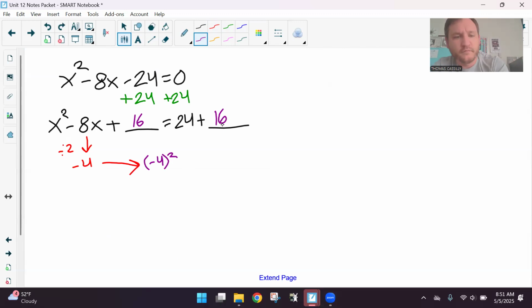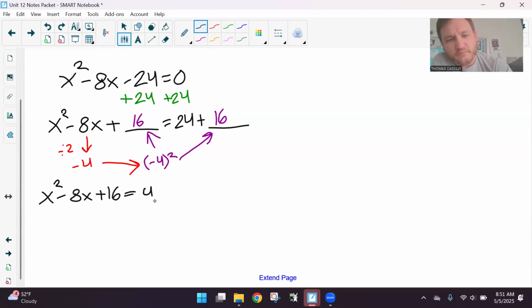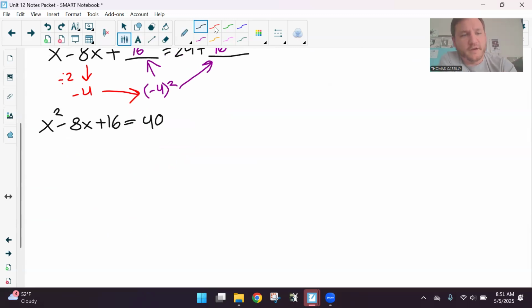We have to put that in both sides of our equation. So what do we do next? I'm just going to rewrite it all. x squared minus 8x plus 16 equals 24 plus 16. That gives us 40. Now, if you factor the left side, this is x minus 4 times x minus 4. That equals 40.